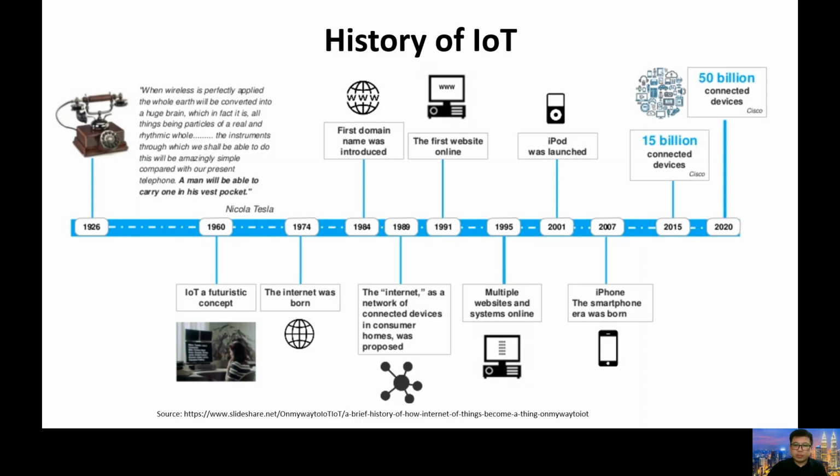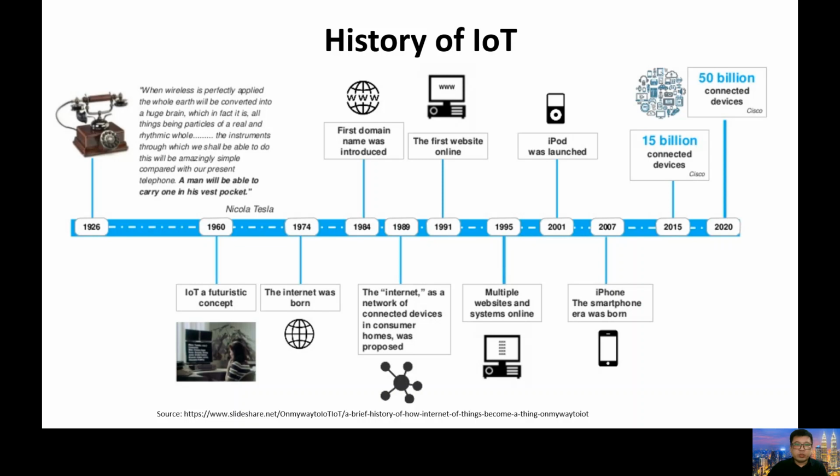This is the history of IoT. It's interrelated to telecommunication. It started with the invention of the telephone. Then in 1960, Nikola Tesla said that IoT is a futuristic concept. And then in 1974, the internet was born. In 1984, the first domain name was introduced. And then in 1989, the internet as a network of connected devices in consumer homes was proposed.